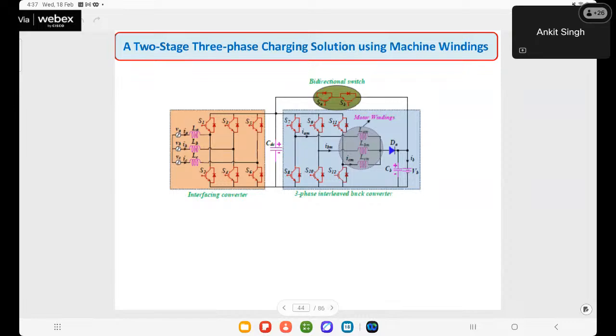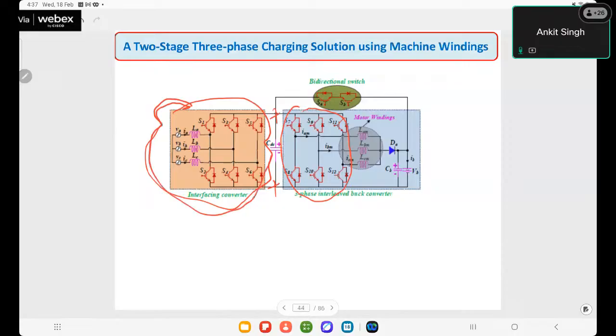So again, using the same concept, the DC to AC converter and motor winding are used during the charging. There was a solar PV based charging system; now it is the grid based charging system. Okay, it is grid based charging, so a front end AC/DC converter is used.